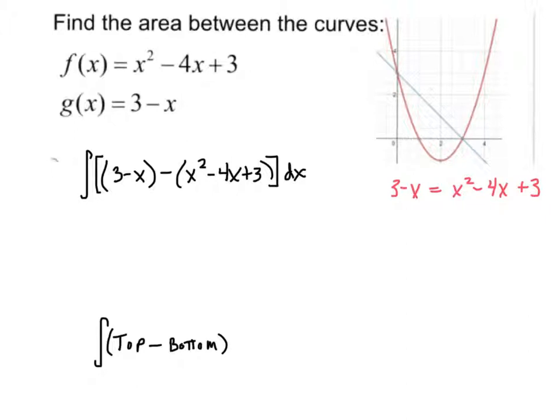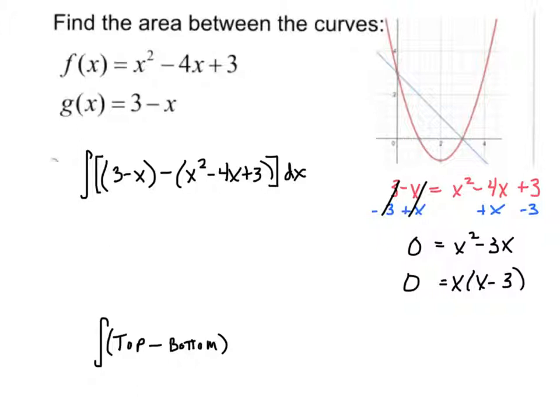So I would pull the x over. I would bring the 3 over by subtracting it. So what I have now, of course, everything on the left side is gone, so 0 equals x squared minus 3x plus 0. Well, now I could do a little factoring. And I'm looking for where x multiplied by x minus 3 is 0. So x could either be 0 or 3. And you can see x equals 0, x equals 3 are where the intersection points are. Those become our bounds. Okay.